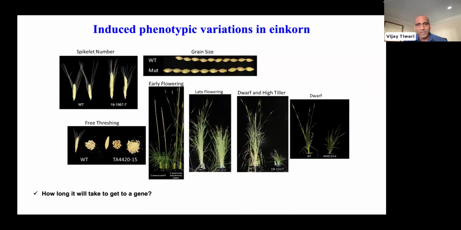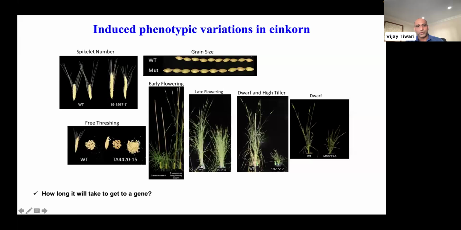So now I will show you some examples of how we have used this mutant resource to discover some genes. We have already developed 16 mapping populations in einkorn wheat that are related to some major traits: spikelet number, grain size, and free-threshing mutants. Even domesticated einkorn wheat is not easy to thresh, and that is not a farmer-friendly trait. If we can make it a free-threshing line, then there will be more interest from the growers to advance this crop.